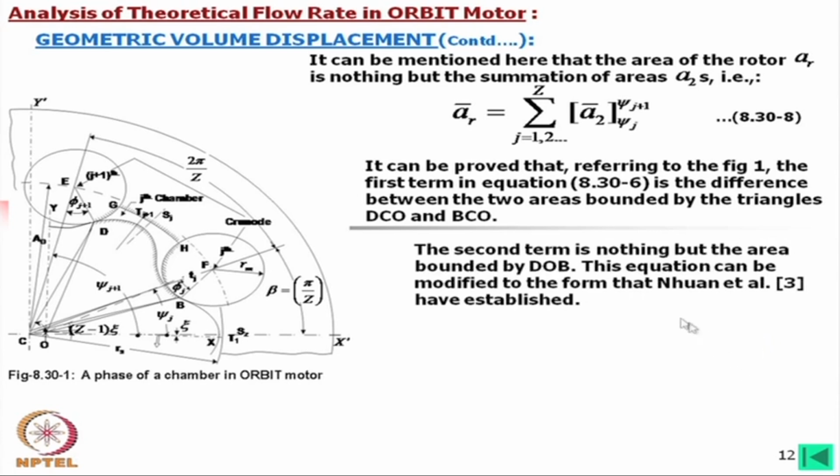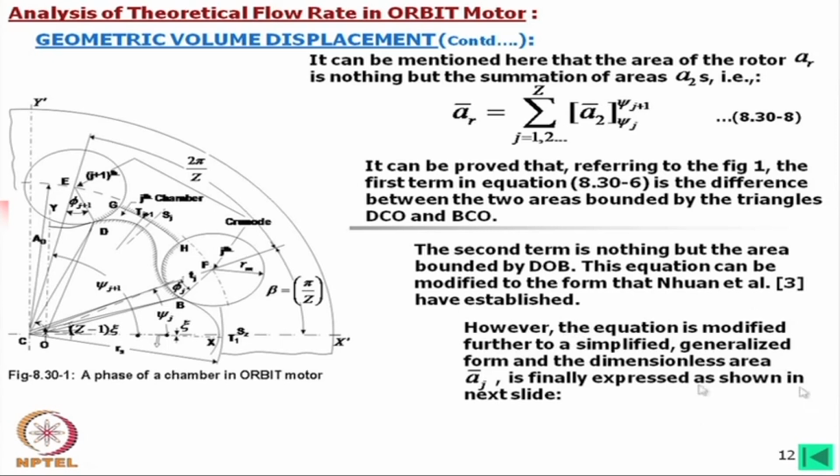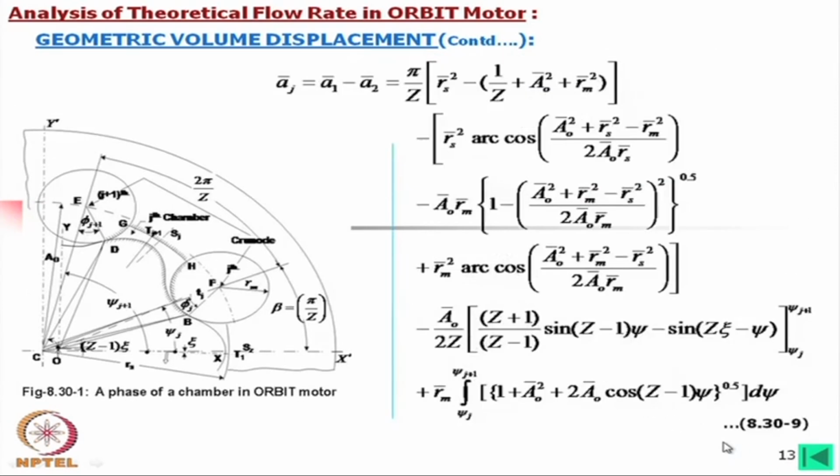Now, the second term is nothing but the area bounded by DOB. This equation can be modified to this form. You will find that one reference developed the formula in another way. To me it was more cumbersome, but I have simplified this formula and we arrived at this form, which we will see in the next slide.